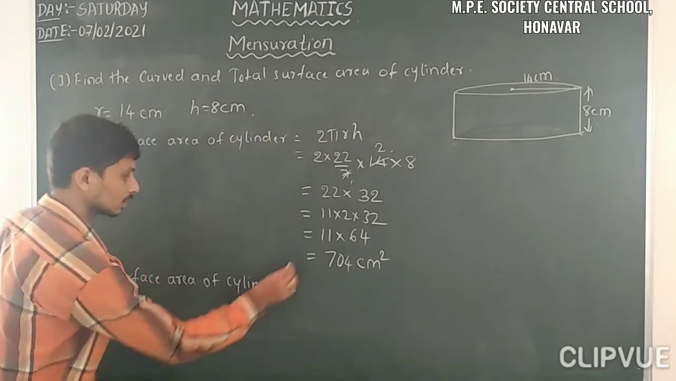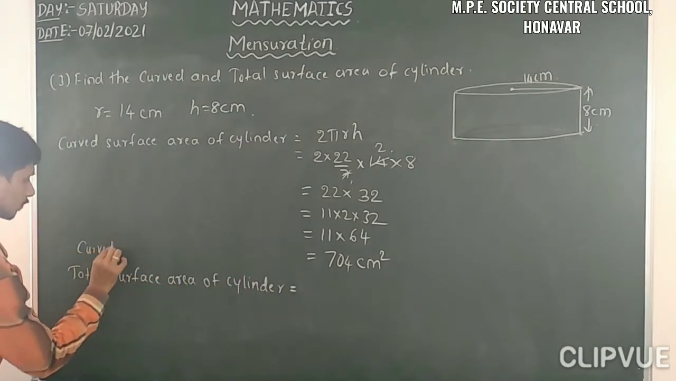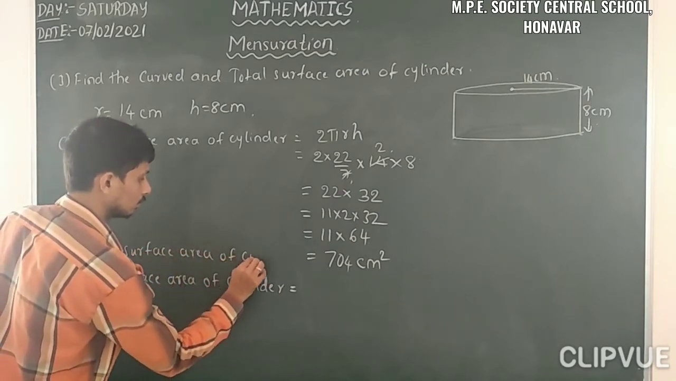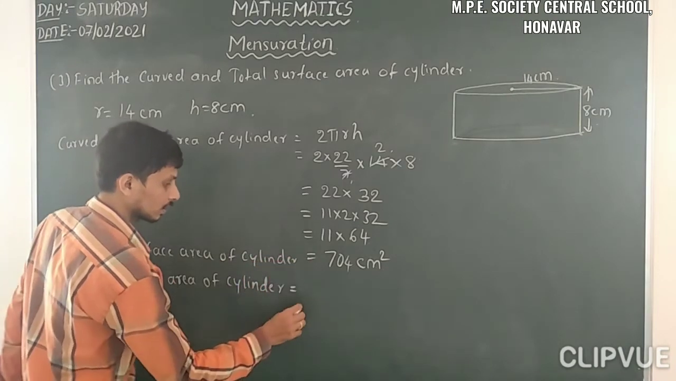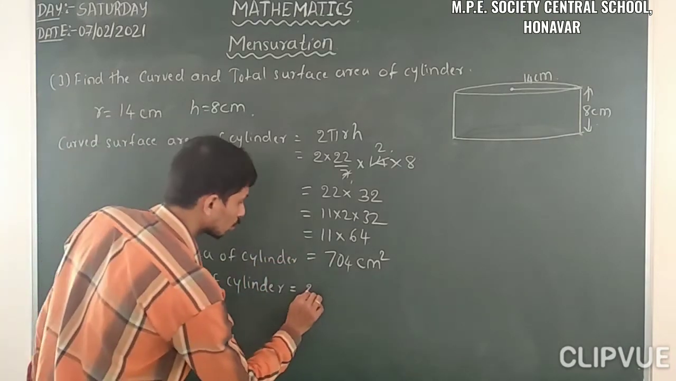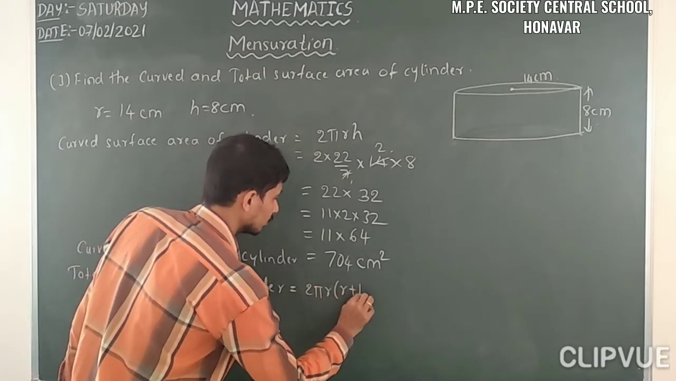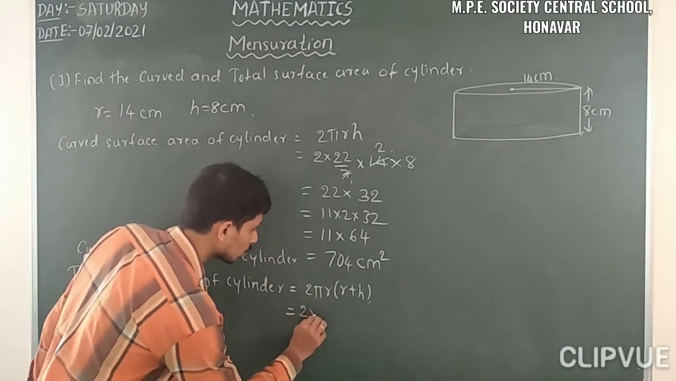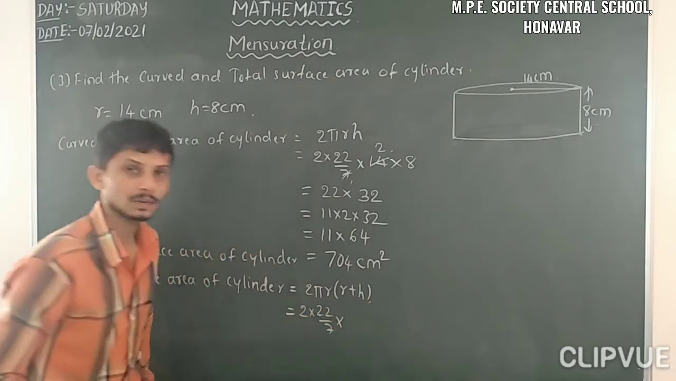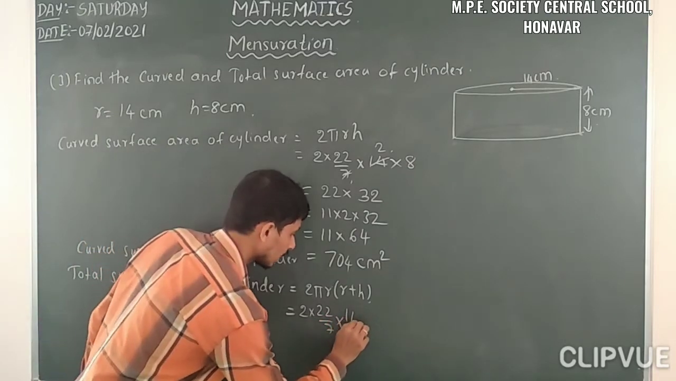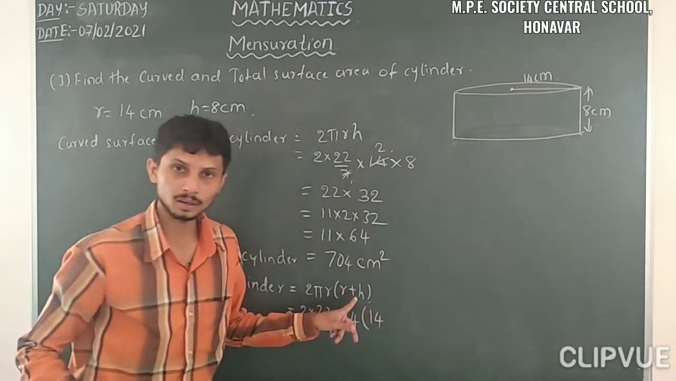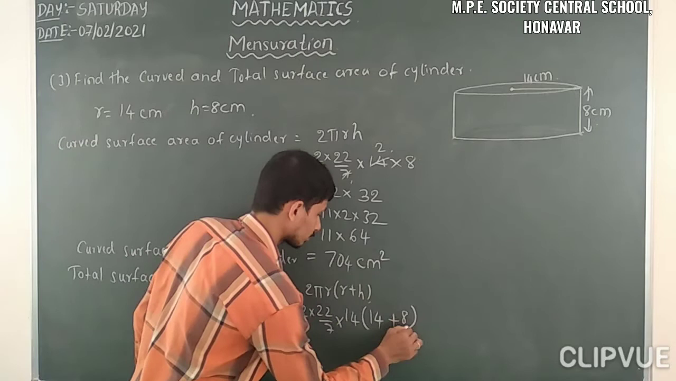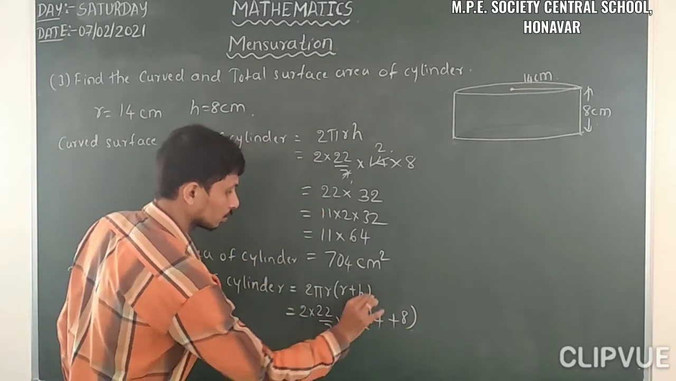is equal to, so this one is the curved surface area. Curved surface area of cylinder. Here total surface area of the cylinder is equal to 2 pi r into r plus h. So then we have to insert all the values. 2 into 22 by 7 is pi, value of r it is 14. So first you have to substitute all the values, r is 14, plus h is equal to 8.